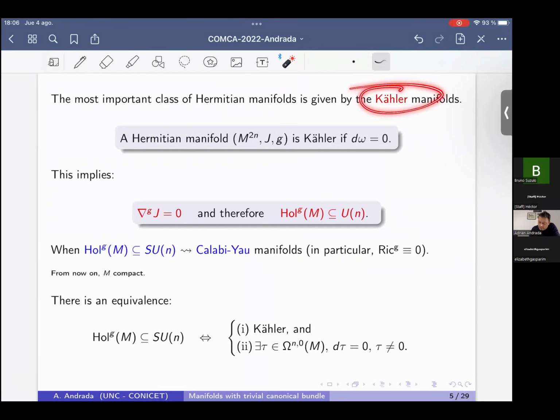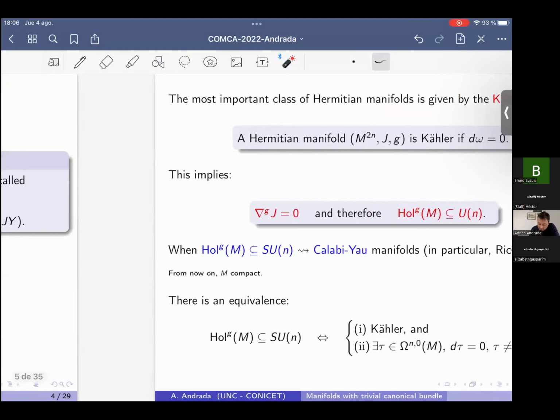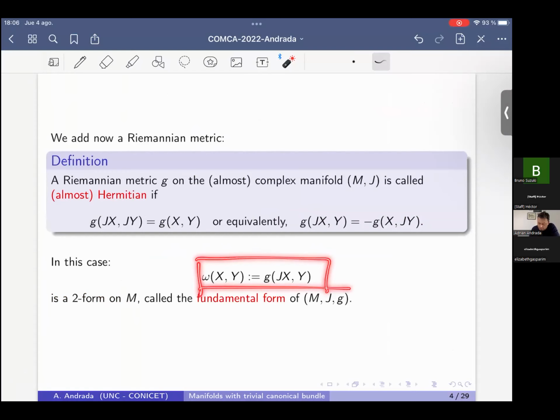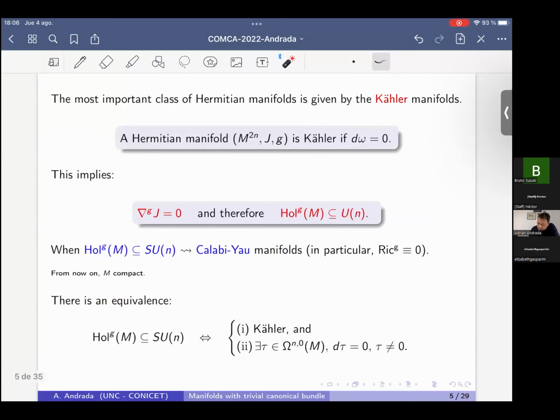We have the Kähler manifolds, which are Hermitian manifolds, I mean, when J is integrable, and this is Kähler if the fundamental two-form omega is closed. Remember, the fundamental two-form is given by this. It is always non-degenerate because J is an isomorphism. So in particular, this is a symplectic form on the manifold. Well, but it is stronger than symplectic. It is given by this Hermitian structure.